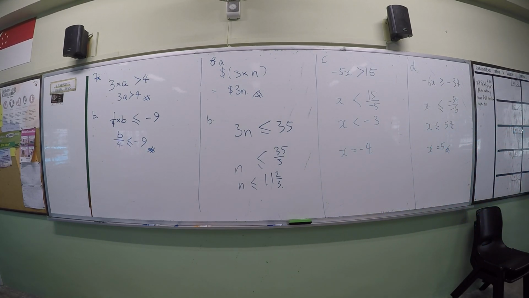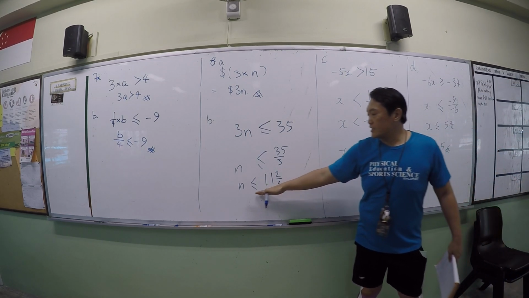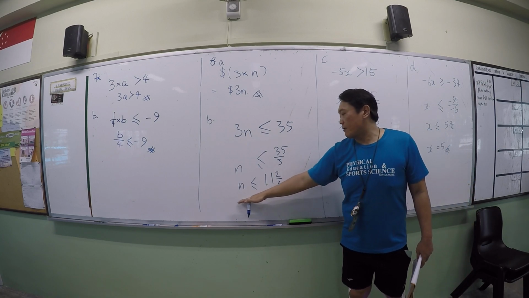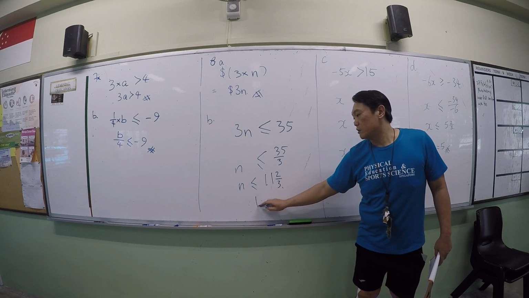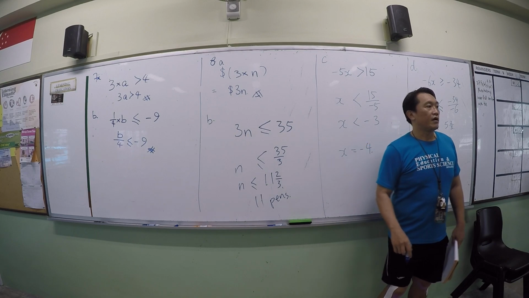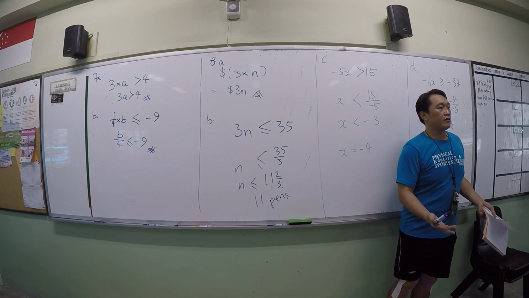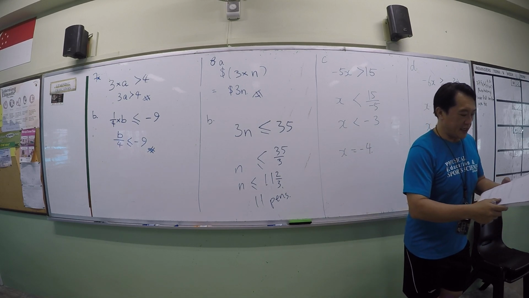Can I buy 2/3 pen from a bookshop? Cannot, right? I can only buy 10 pens, 11 pens, I can buy 12 pens, I cannot buy 2/3 pen. So the biggest amount of pens that Bala can buy is 11 pens. I can't afford 12 pens. So the most pens you can buy is 11.